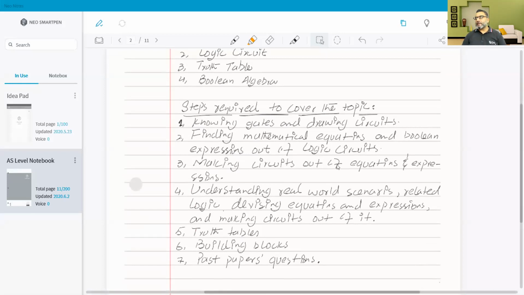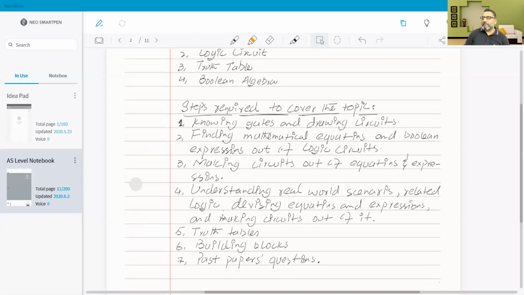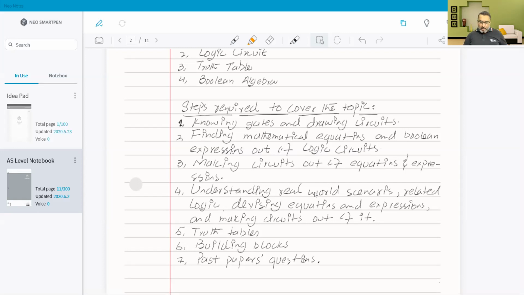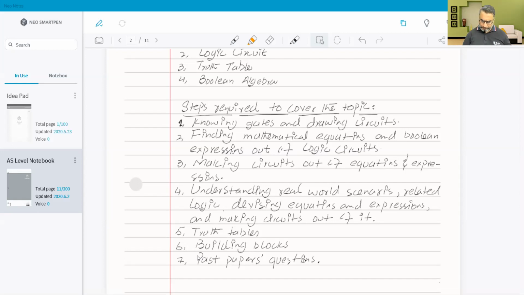Third was making circuits out of equations and expressions. This we have covered. Now, today we will cover truth tables, building blocks, past paper questions, and understanding real world scenarios, their related logic, devising equations and expressions for them, and making circuits out of them. So we will be doing this part 4 with part 7 past paper questions together. So let us start with the truth tables.